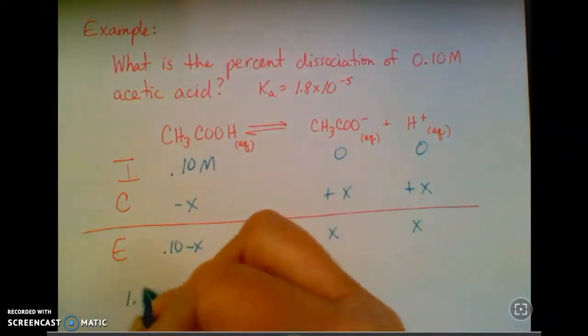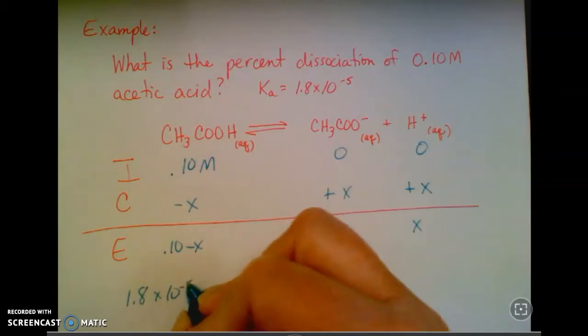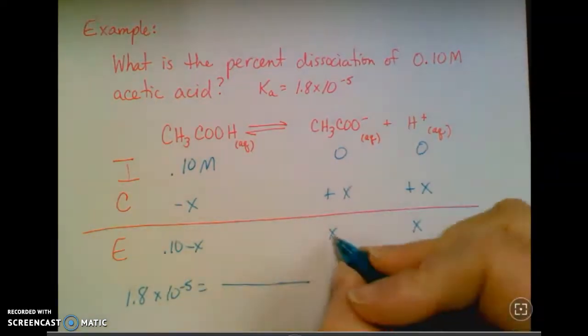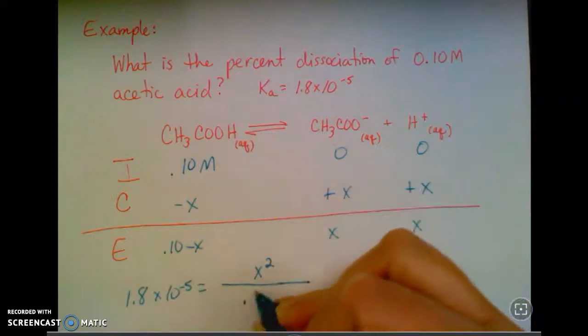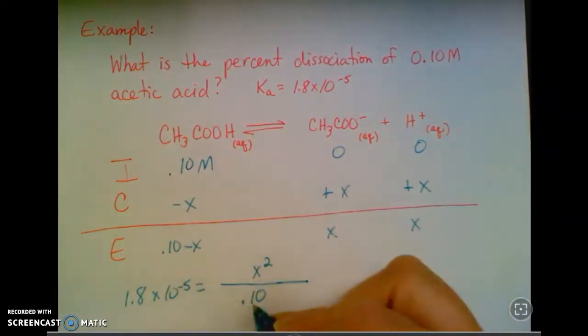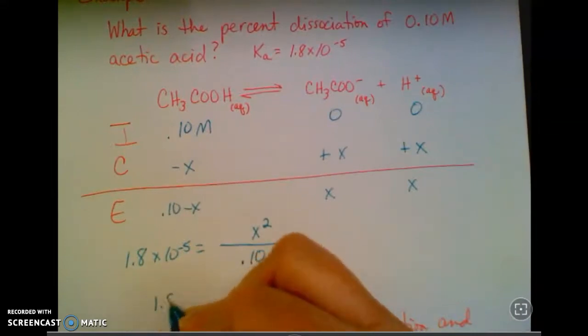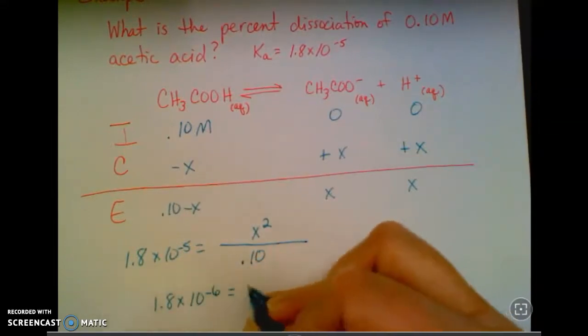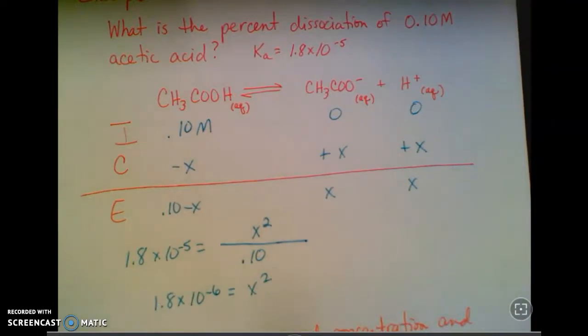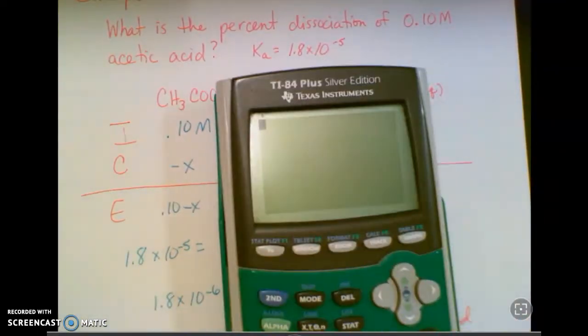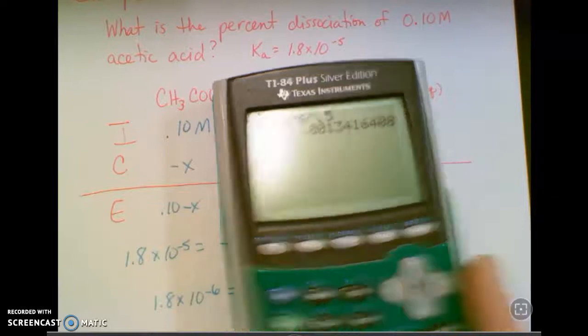And so, again, same Ka, 1.8 times 10 to the negative 5 is equal to X squared over 0.10. So if I multiply through by 0.1, that's 1.8 times 10 to the negative 6th equals X squared. Back to my calculator. Raise it to the 0.5 power, which is the same as taking the square root. So I get 0.00134.